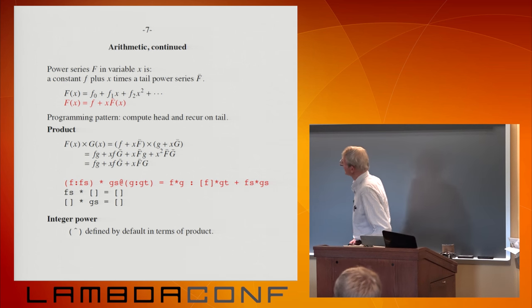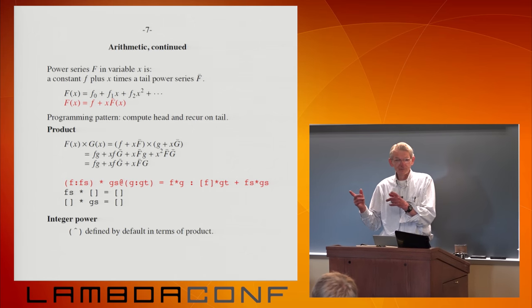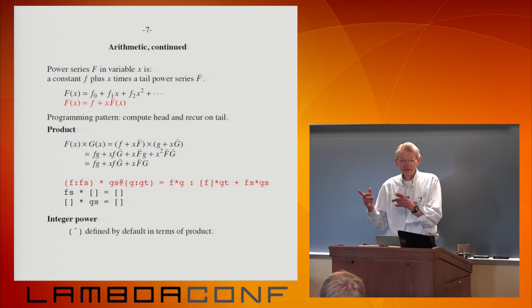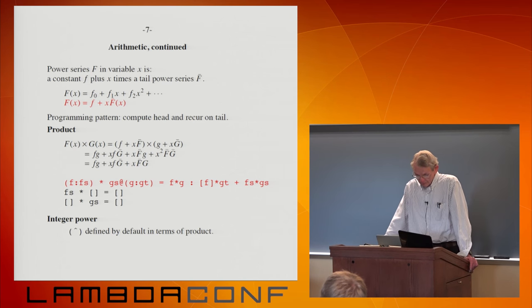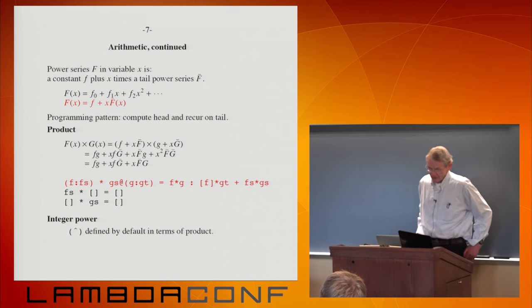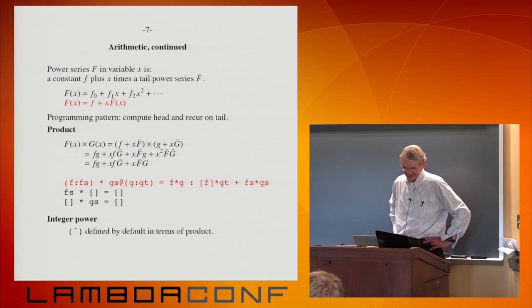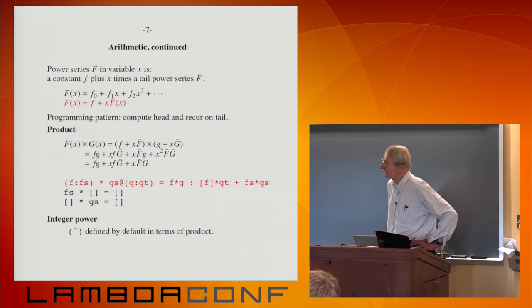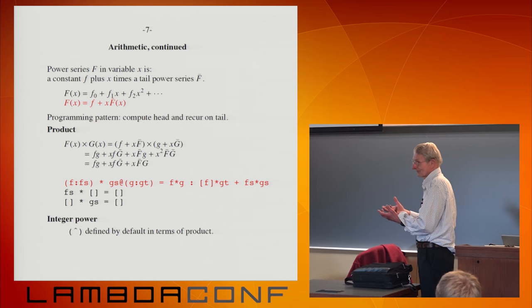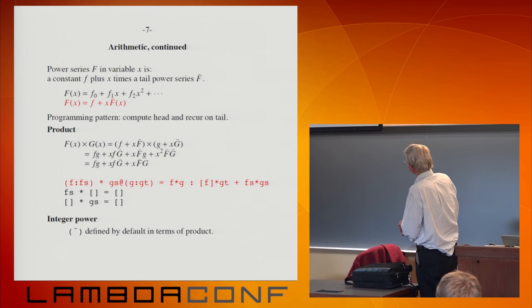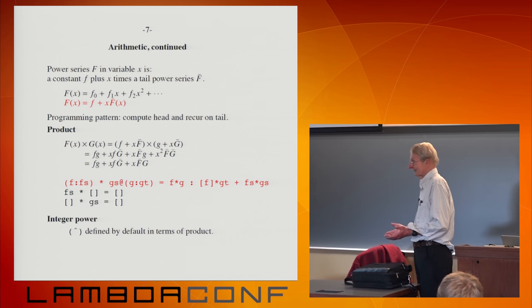The second line of the derivation is simply unfolding f and g. The third line is noting that the last two terms in the second line can be factored. We can factor x out of them. Now we know how to do the head of fg. We have to promote the constant term by putting it in brackets. We promote the constant term to a power series and multiply it by another power series. And finally, we have the recurrence on the tail of multiplying the two tail series together.